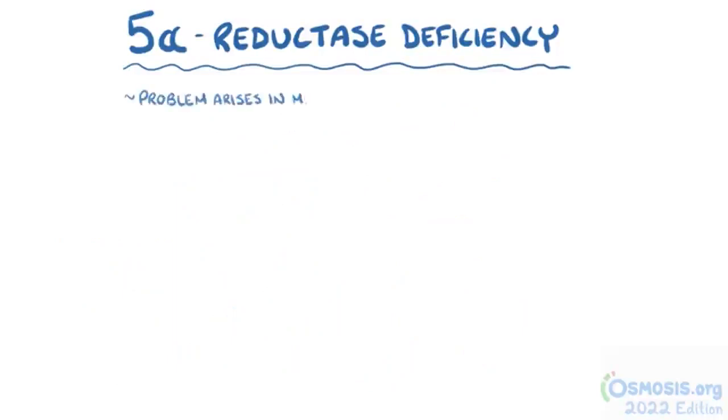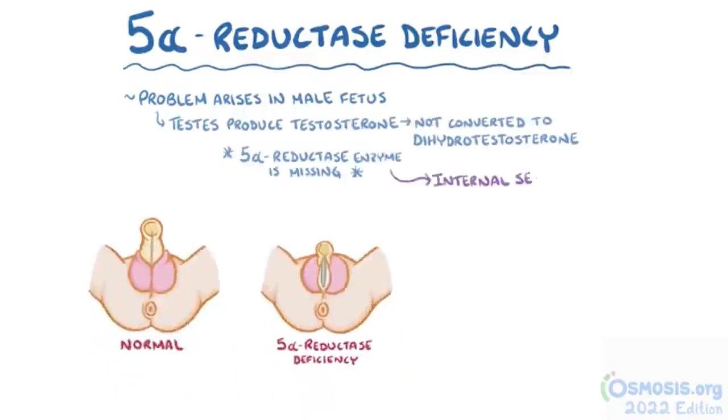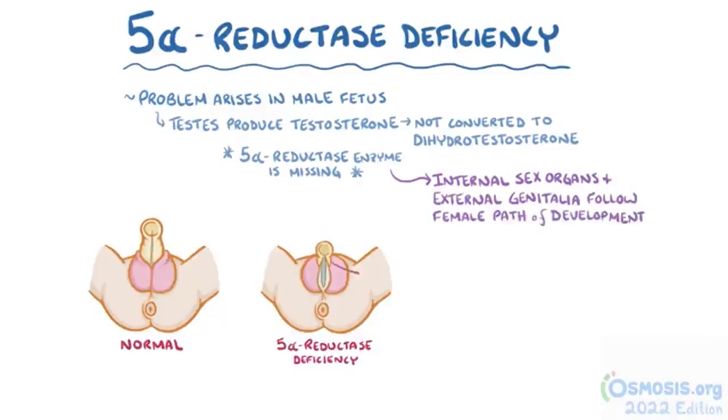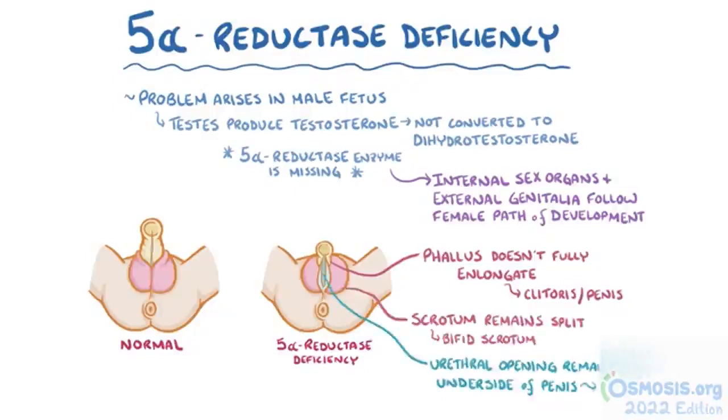So the problem arises in a male fetus where the testes produce testosterone, but it isn't converted to dihydrotestosterone because the 5-alpha reductase enzyme is missing. As a result, while there are male internal sex organs, the external genitalia follow more of a female path of development. Specifically, the phallus doesn't fully elongate, resembling something in between a clitoris and a penis, and the scrotum often remains split in two, which is also called a bifid scrotum, and the urethral opening remains on the underside of the penis, which is called hypospadias. The external genitalia doesn't look clearly male or female, and is sometimes called ambiguous genitalia.